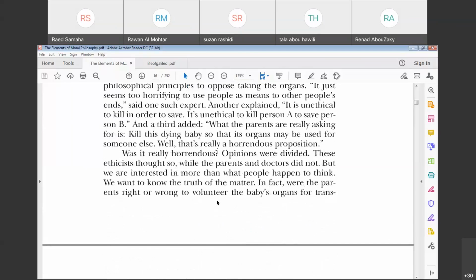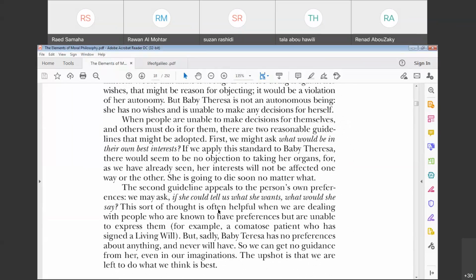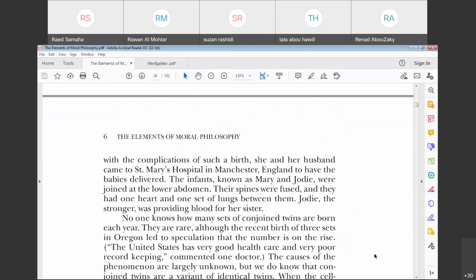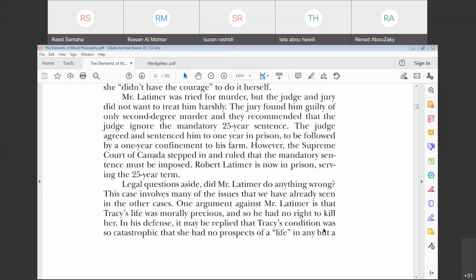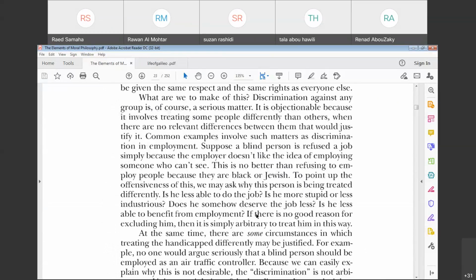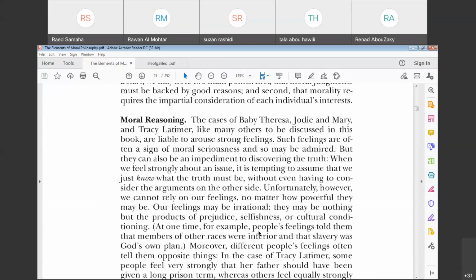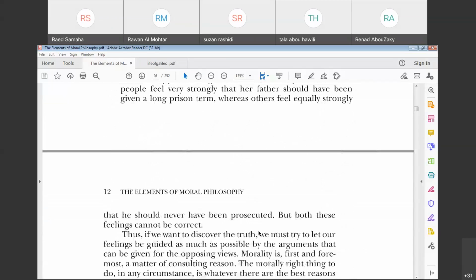So, moral reasoning, guys. Let me just move on to say a few things about what moral reasoning is about. In reasoning about moral issues, one should put aside one's emotions and one's feelings and one's sentiments and one's, perhaps, narrow perspectives. And instead of that, one should try to think about the issues using reason and arguments.